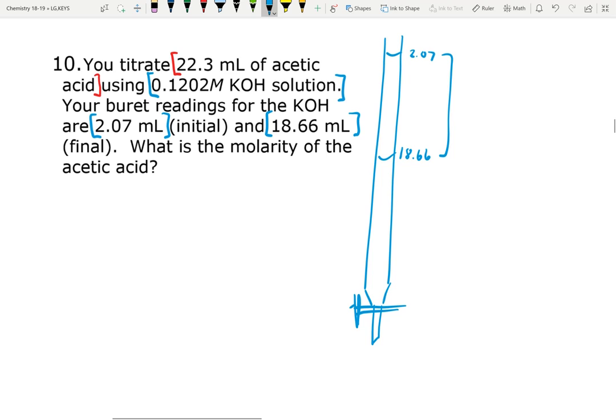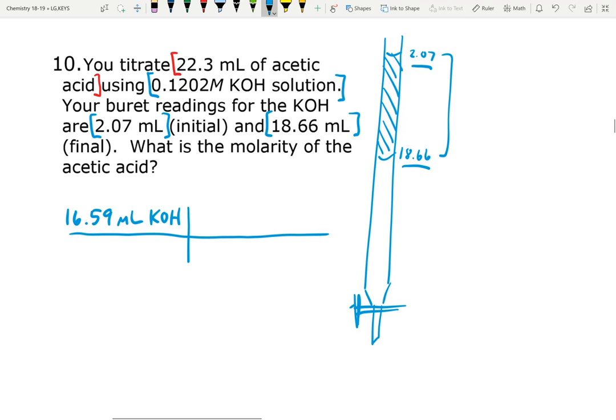So in this case, we have to subtract 18.66 minus 2.07 to figure out how much of the base in this part of the picture was being used. And if you subtract, you'll find that it's 16.59 milliliters of the KOH, of the base. Now, that's milliliters. We need to get that into moles, because remember, with a neutralization in a titration reaction like this, we need to consider it as a mole-to-mole ratio, and what that ratio is going to be. So let's first get this to moles.